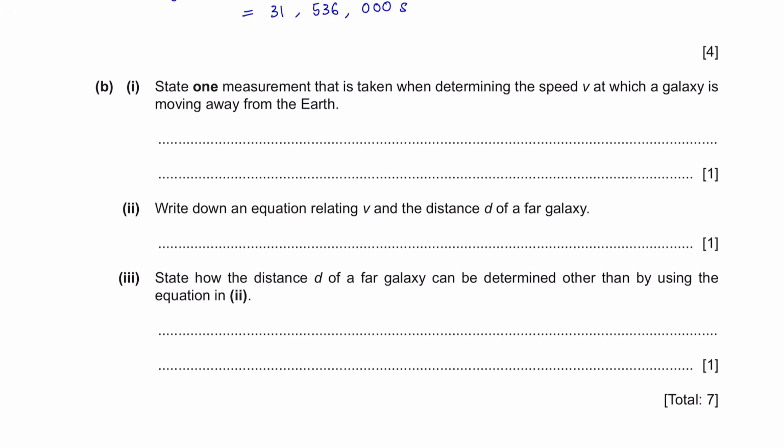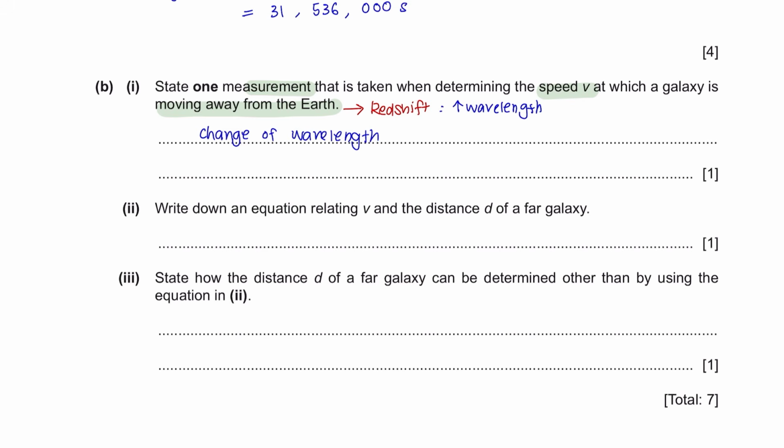Question B, Part 1. State one measurement that is taken when determining the speed v at which a galaxy is moving away from the Earth. When a galaxy is moving away from the Earth, the light emitted from distant galaxies appears redshifted. And redshift is an increase in the observed wavelength of electromagnetic radiation emitted from receding stars and galaxies. So the measurement that is taken would be your change of wavelength.